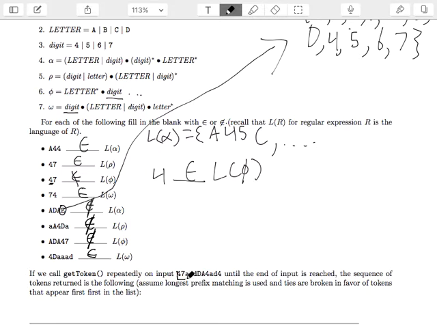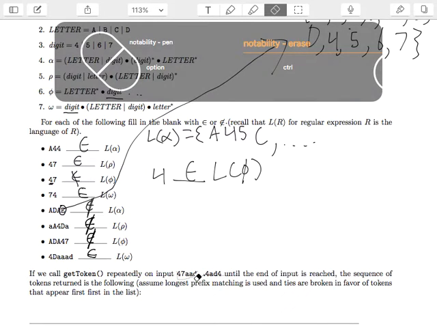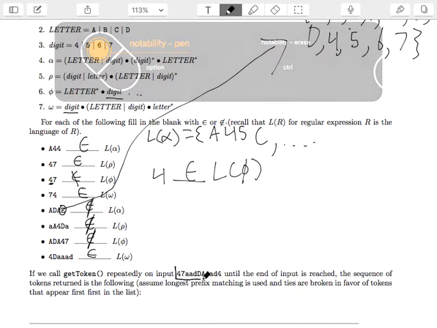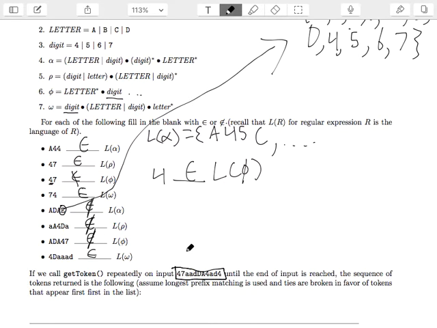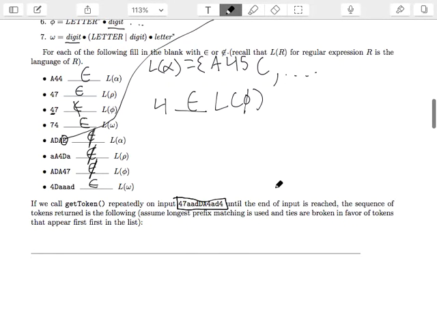So, what's the next part? What's the next part of this question asking us? To tokenize it? Yes, tokenize it, lex it. Remember, parsing is turning it into a tree, a parse tree. Colloquially, it's parsing, but we want to be specific since we have specific names for these things.